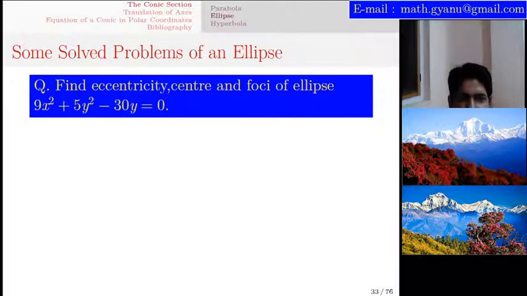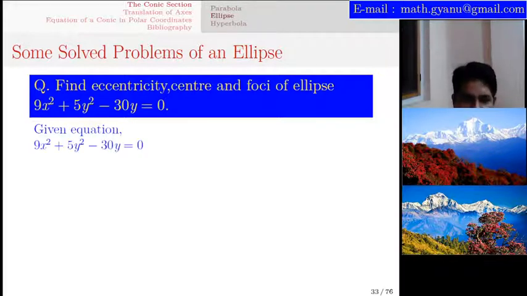Okay, now we will see another question. Find eccentricity, center and foci of the ellipse. Okay, given equation, and this equation can be rewritten as 9x square. There is no other x term, so we simply write 9x square, but there is another term in y. There are two terms, 5y square minus 30y.